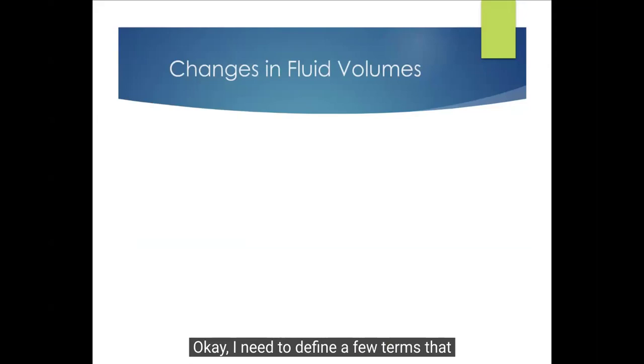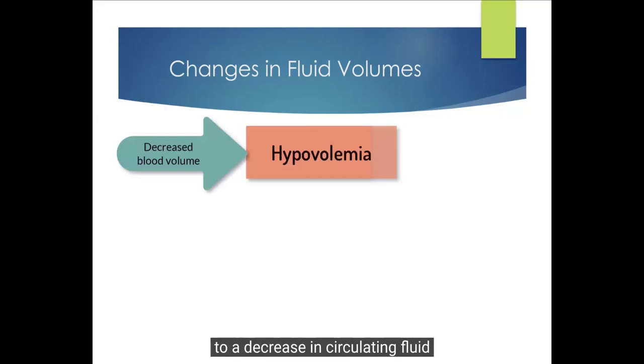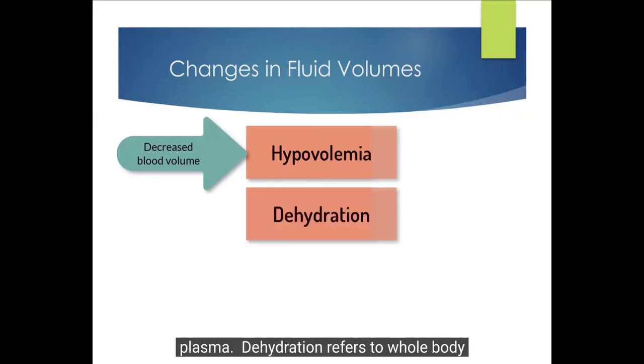Okay, I need to define a few terms that are related to changes in body fluid volume. The first one is hypovolemia. That refers to a decrease in circulating fluid volume or decreased vascular space fluid. This is the fluid that's in the plasma.